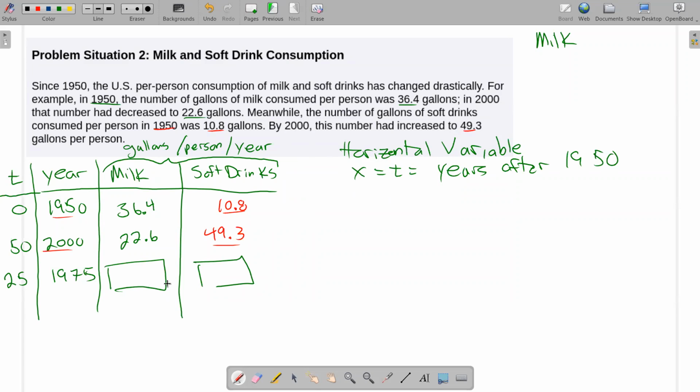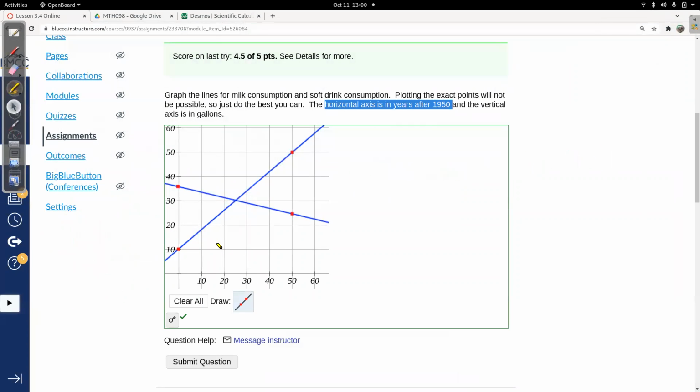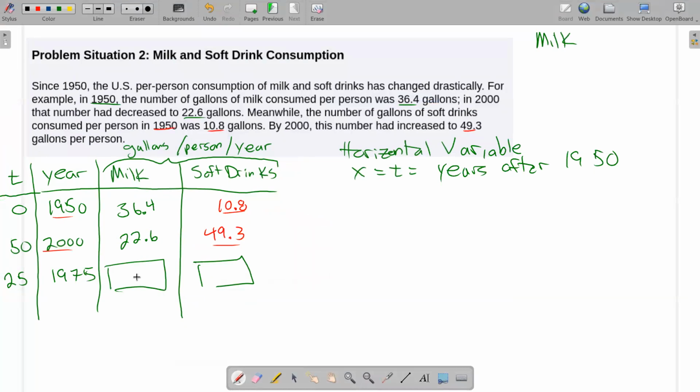And on my graph, they look to be about the same, right? About what? They're around 30 gallons-ish. Your graph may look a little different depending on how you plotted your points. So I'm guessing that they were around 30 there.